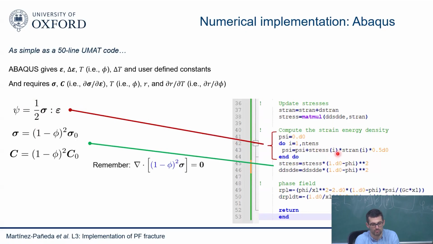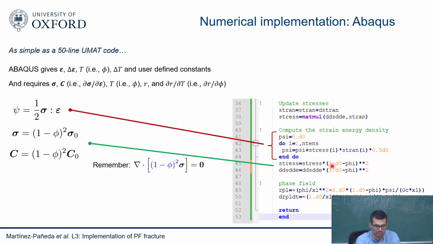So you multiply each component, so stress 1 multiplied by strain 1, I'm using this Voigt notation. Then stress 2 multiplied by strain 2, multiply by 1/2, and so on. So I calculate my strain density. Then I degrade my stresses and strain density. Remember, the ones that I need to send to Abaqus at the end are the degraded ones, otherwise phase field is not doing anything.